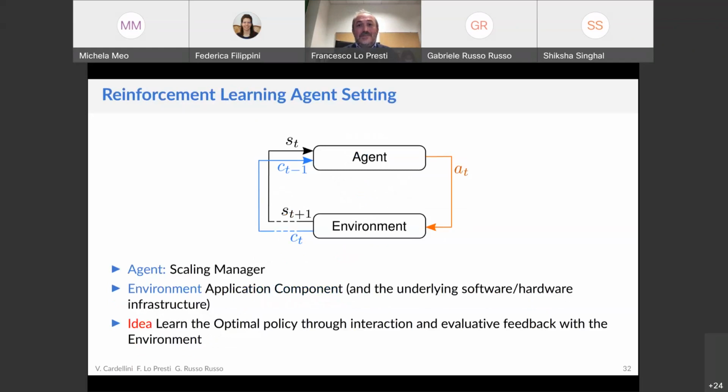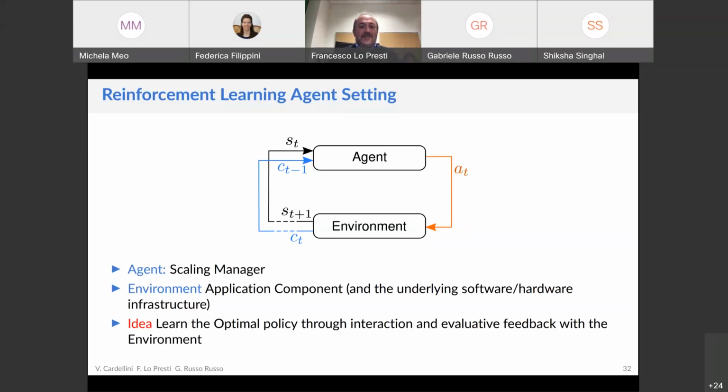And we set this as a reinforcement learning problem. So in our setting, the agent, which is the reinforcement learning parlance, is the one who takes decisions and oversees the system, our scaling manager. And the environment, which is the controlled part, is the application component. And in a more general setting, it includes the application itself, but also the underlying software and hardware infrastructure.